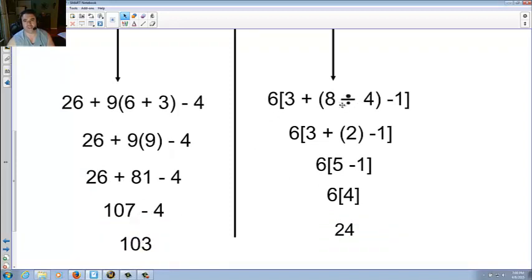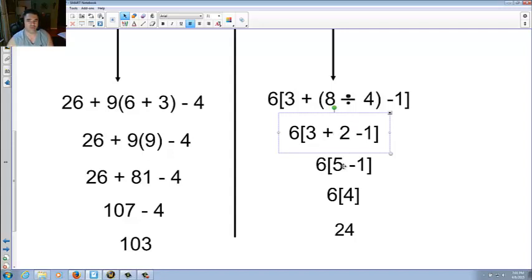This one here, we do the interior first. 8 divided by 4 is 2. 3 plus, now you might say, wait a minute, there's a parenthesis, so how do I do that? Well, in this case, since there's nothing more to do on the inside, you could actually even remove the parentheses. So you can just take, okay, 3 plus 2 is 5, and then 5 minus 1 is 4. Finally, 6 times 4 is 24.